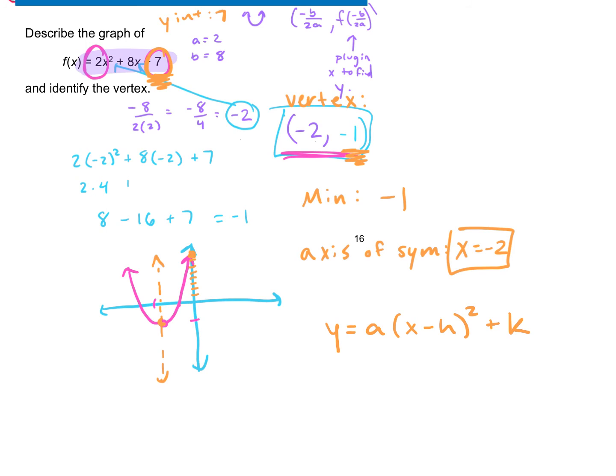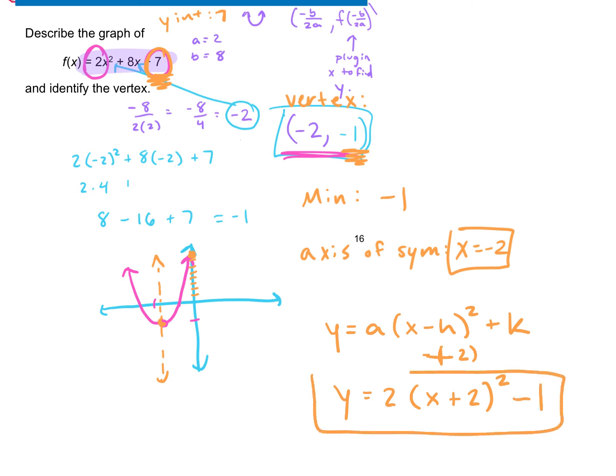You have a, I guess. A is 2. You are right. So x minus, what's our h? It would be negative 2. So it's a minus, plus: minus negative 2 becomes a plus 2. So x plus 2, and then what are we adding on the outside? Minus 1. So this would be our vertex form.